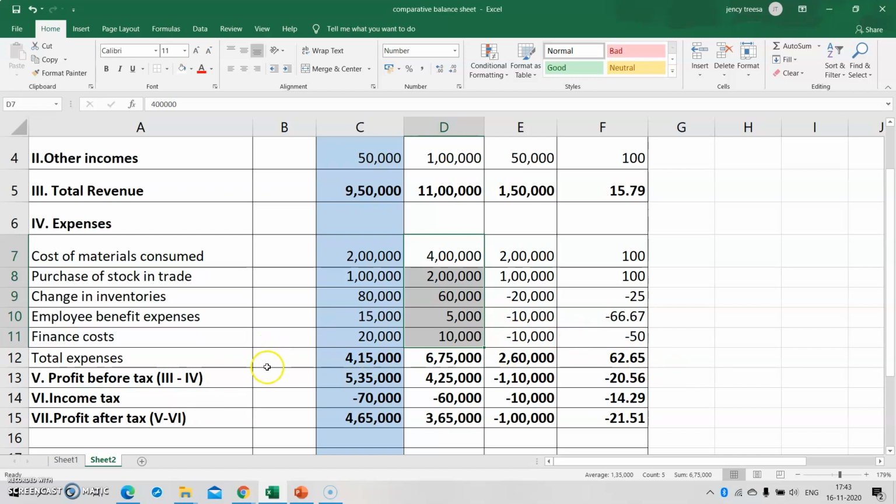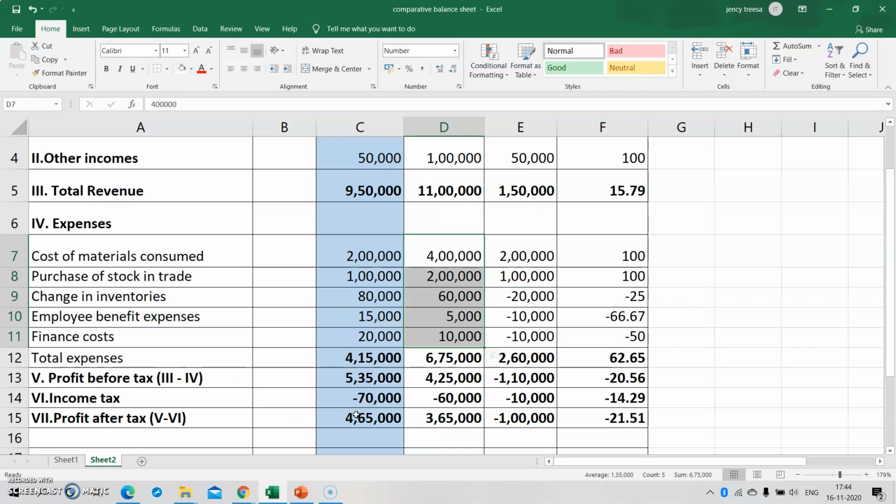And profit before tax. How will you find out the profit? As you all know, it will be the difference between the total revenue and the total expenses. So this 3 minus 4 will give you profit before tax. So similarly, you will do that here also. And income tax is given. Income tax is given in the question, calculated and given to you.